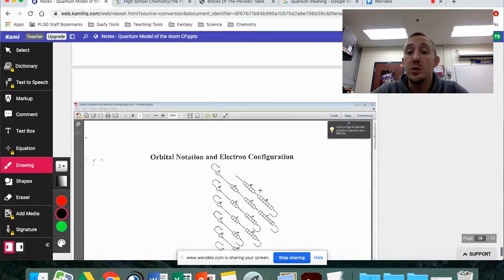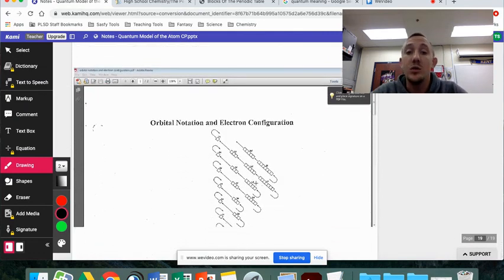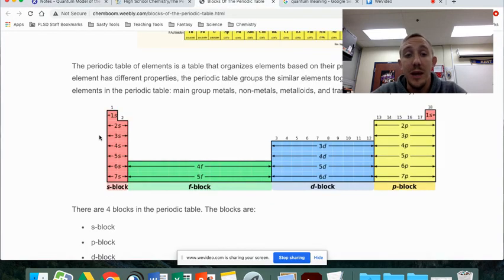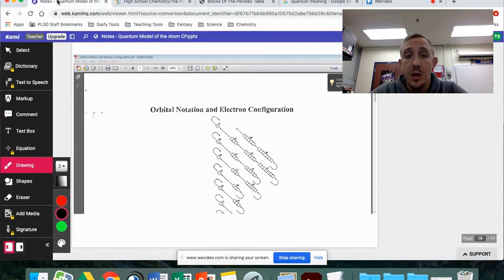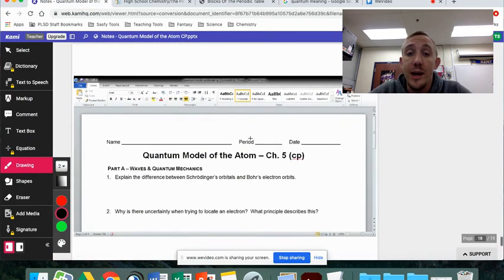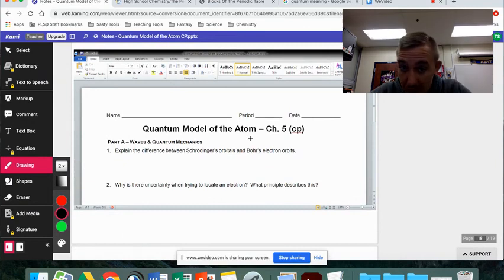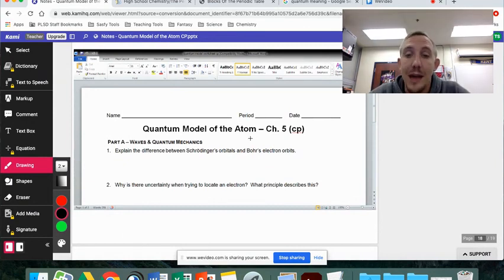Tomorrow, I'm going to post another video showing how to do orbital and electron configurations using the Aufbau diagram, or if you cut out and make your own periodic table, I'm going to show you how to use that as well. So go ahead, make sure you have these notes written. Try your homework for Thursday, which is the quantum model of the atom. And if you have trouble, watch the quantum model of the atom video.